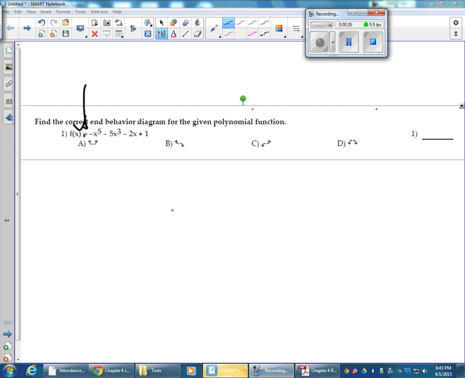Well, this one's negative, which tells us that on the right it's going to be going down because the sign of your very first term tells you what it's doing on the right. So if it was positive, it would be going up on the right. If it was negative, it's going down on the right. So this one's negative, down on the right. And then you look at the degree. The degree of this polynomial is 5.